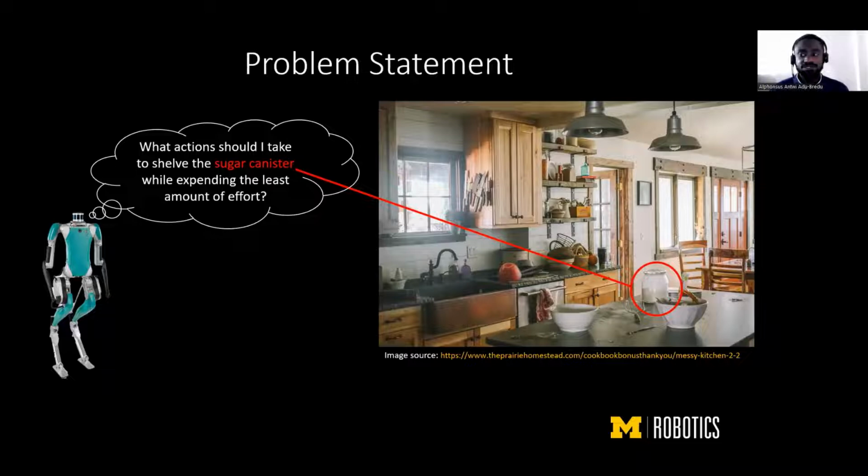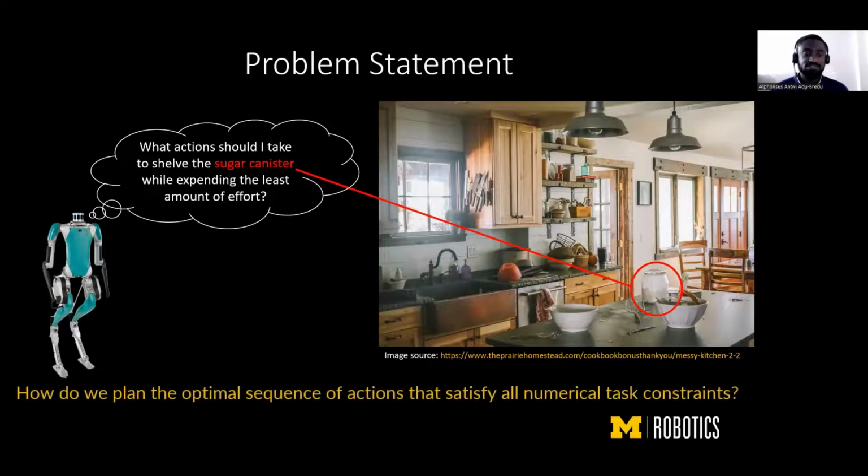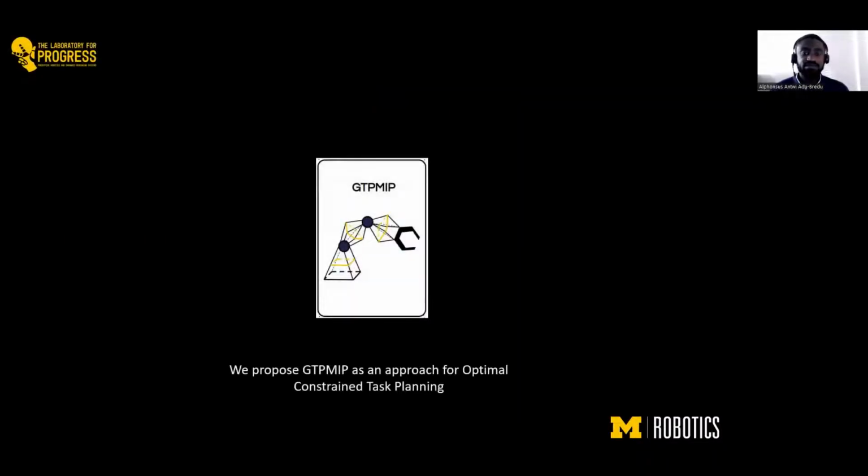The question the robot is really asking, and one which this work aims to address, is, how do we plan the optimal sequence of actions that satisfy all numerical constraints? To address this question, we propose GTP-MIP as an approach for optimal constraint task planning.